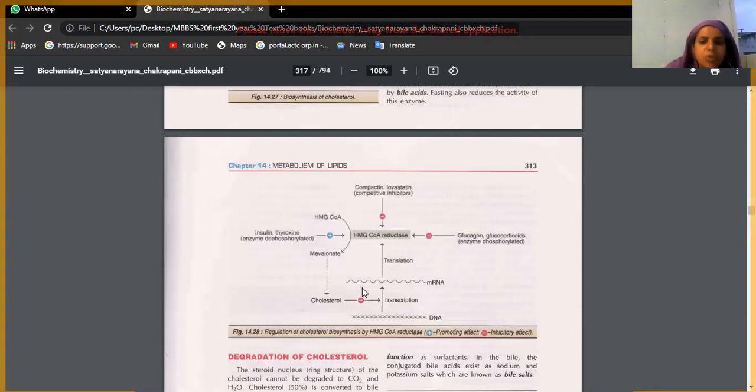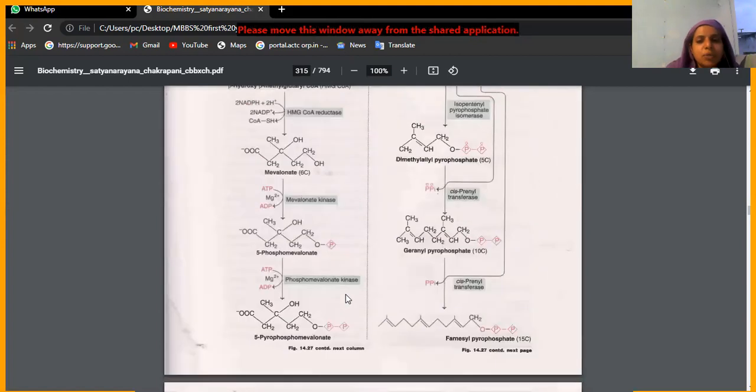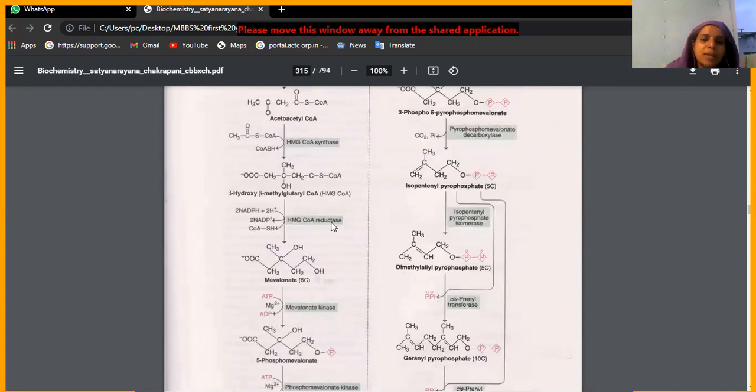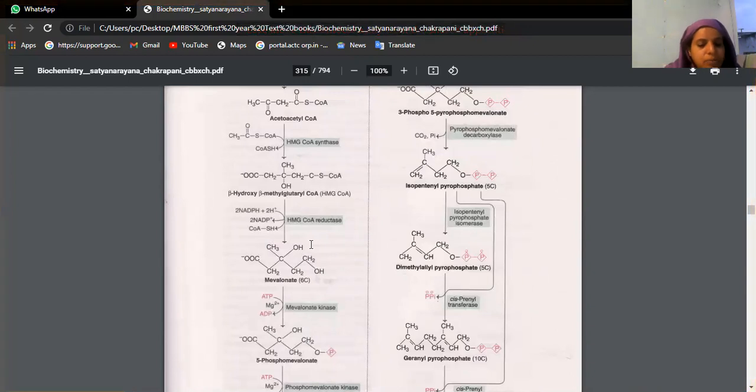The rate limiting enzyme: as long as HMG-CoA reductase enzyme is available, cholesterol synthesis is taking place. So HMG-CoA reductase, the first enzyme you are finding here, is the rate limiting enzyme. The availability of this enzyme is essential for cholesterol synthesis. So that is one essay you can exchange for lipoproteins.